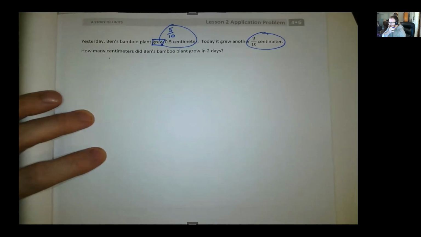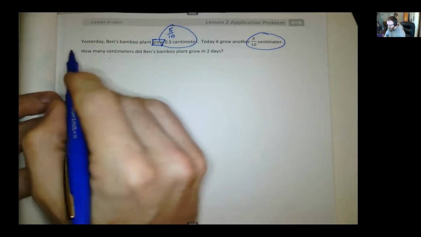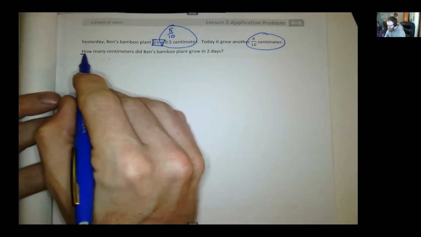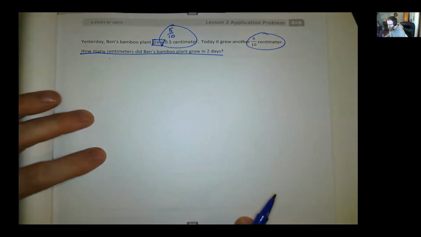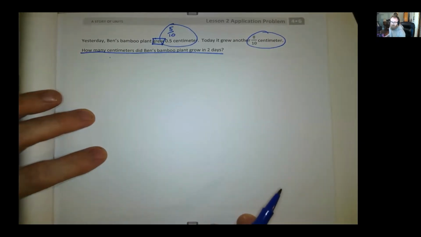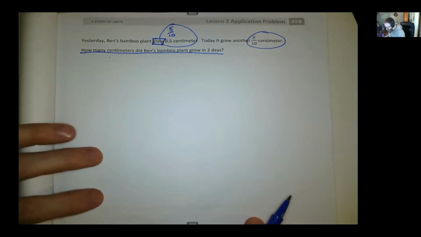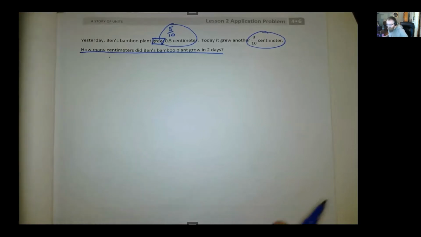We need to underline the question. What's the question? What are we trying to answer? How many centimeters did Ben's bamboo plant grow in 2 days? Circle, underline, box. Do we need to eliminate any information? In this problem, I don't think so. Okay, and now we can solve.